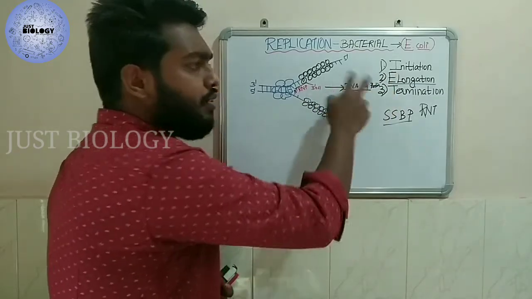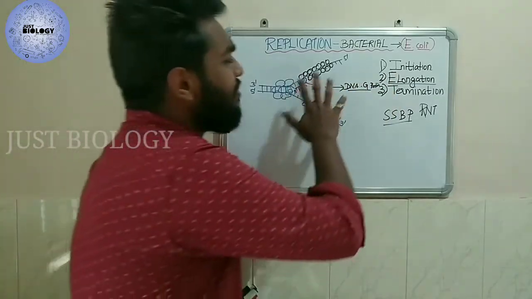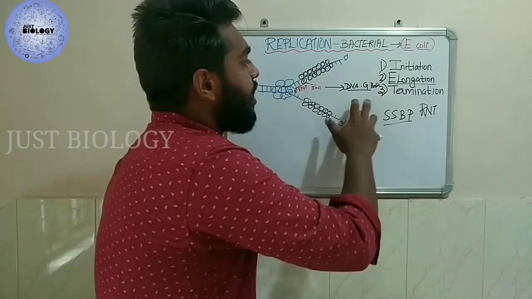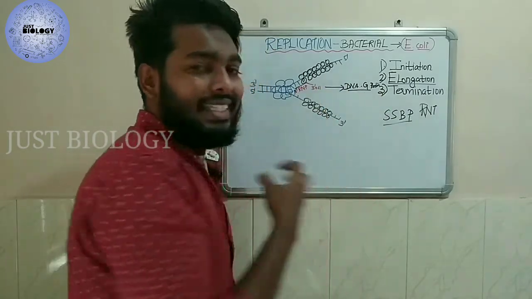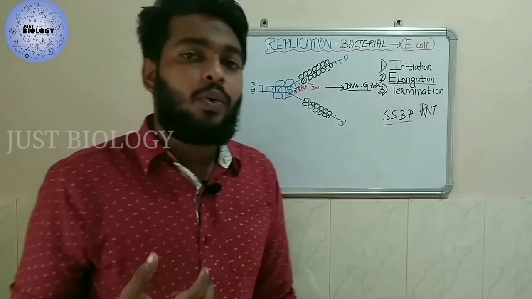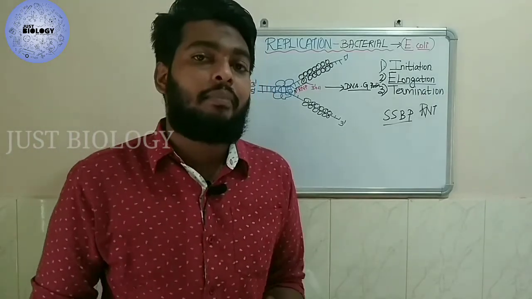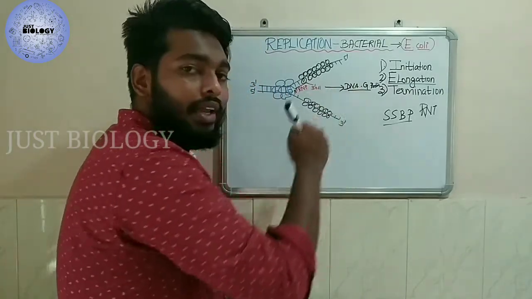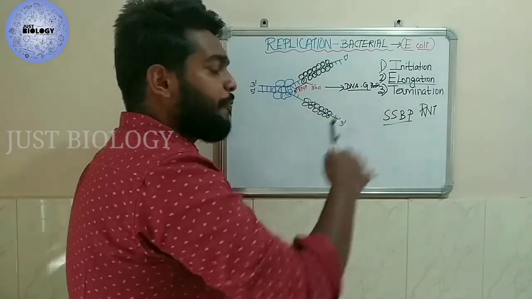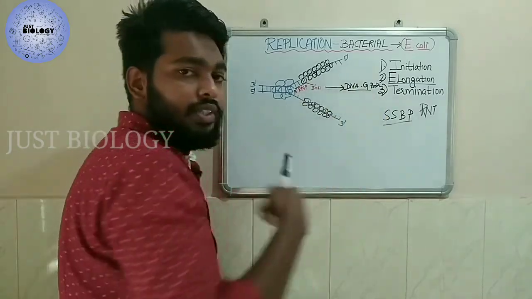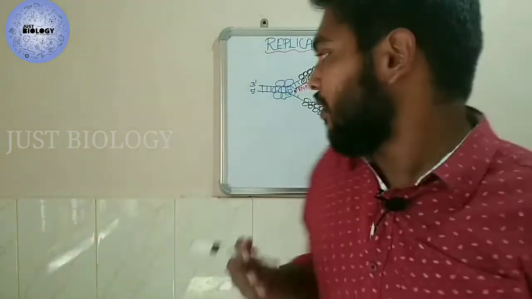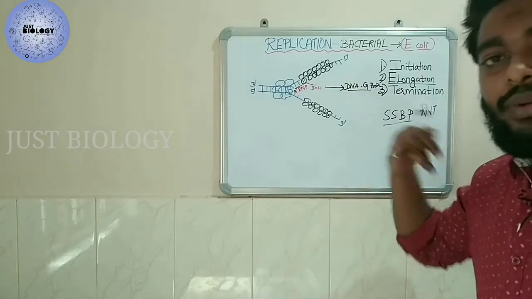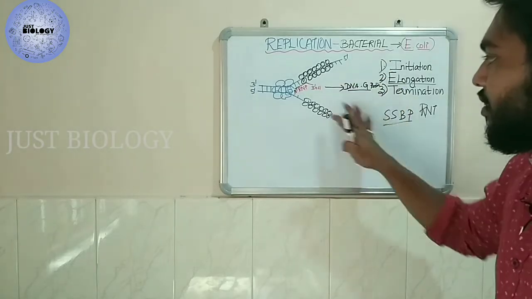But in the case of eukaryotes, you can see the same kind of protein with a different name. In eukaryotes, we call it primase. So this is the prokaryotic DnaG protein and the eukaryotic primase. So this is the scenario.